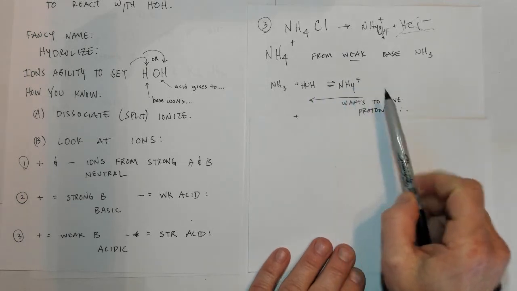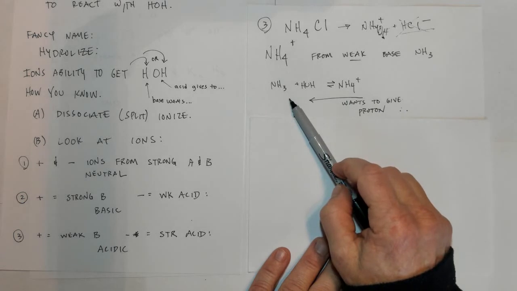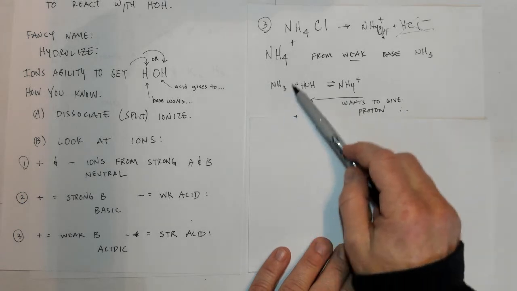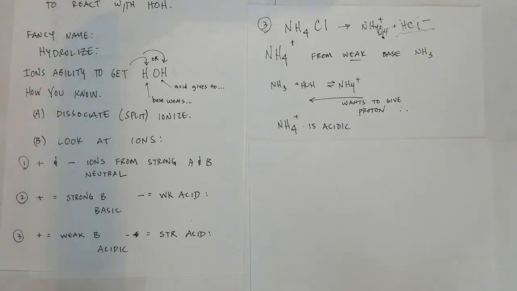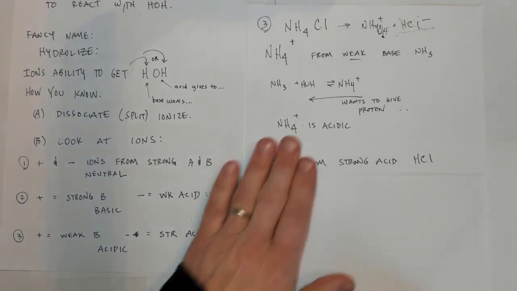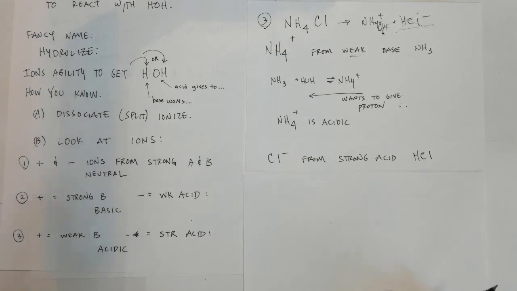And so NH4 plus wants to give up protons if it can to go back to look like the weak base that it came from. And therefore, NH4 plus is acidic. Cl minus came from a strong acid, HCl, and as we've illustrated countless times before now, Cl minus has no desire to go back and look like HCl.